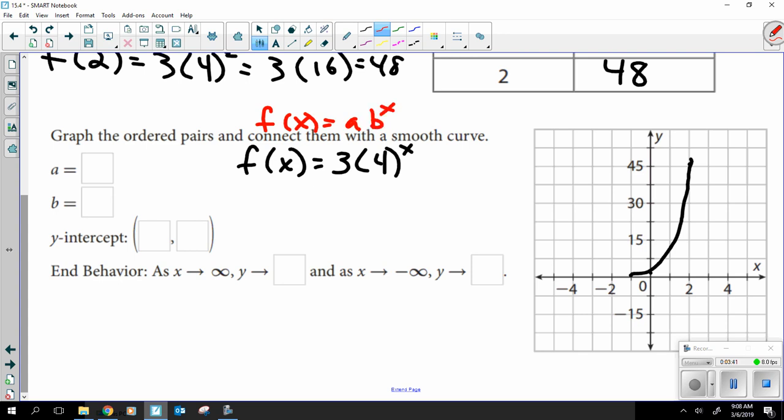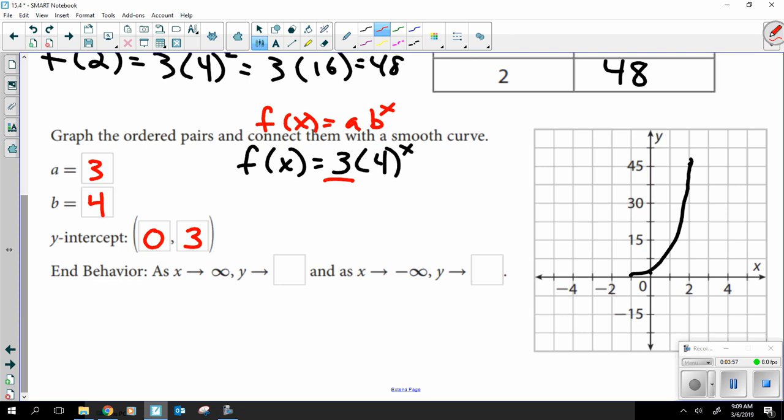So my a is given to me. It's right here. It's 3. It's also my y-intercept. So you could just pull that relationship right out. You can understand it, and then anything to the power of x is our b. So our b is 4.